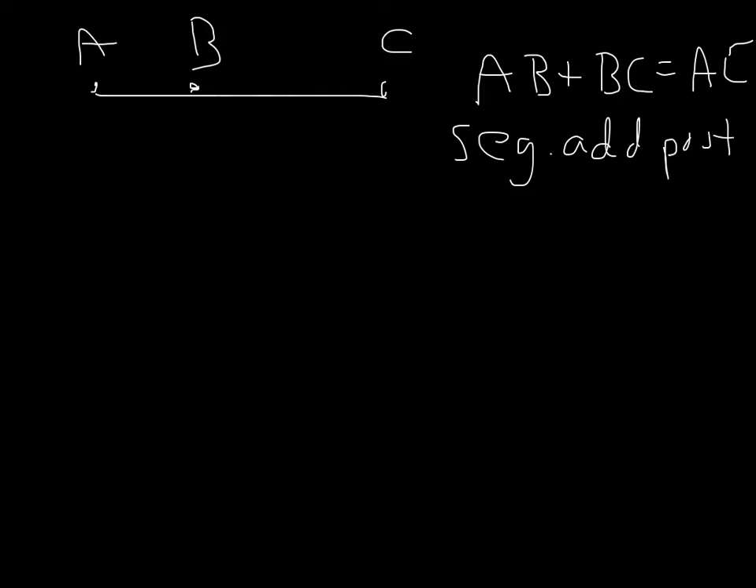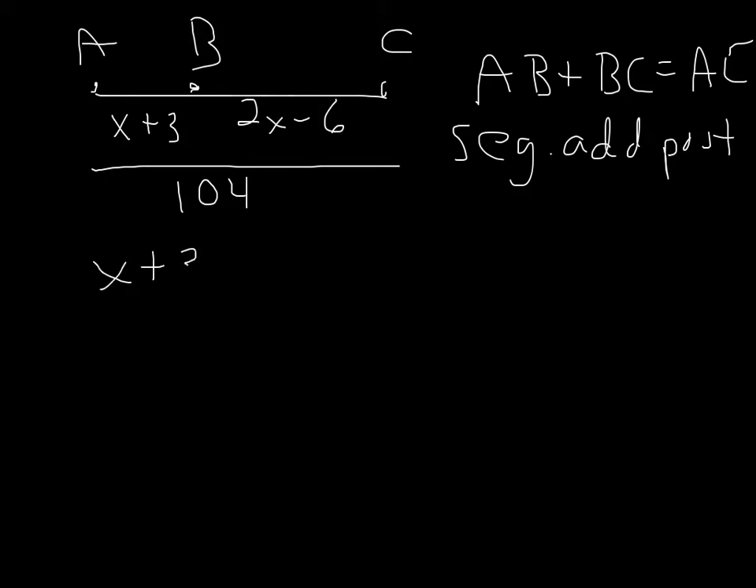You can think of it as small segment plus small segment equals big segment. I'm just going to make up these algebraic values. Suppose AB is x plus 3 and BC is 2x minus 6 and AC has a length of 104. So if I was to give you that on a test or quiz, as I have done, you should label the information in the diagram and then make the equation. So small segment plus small segment equals large segment, or big segment.